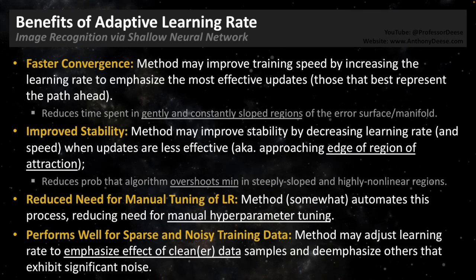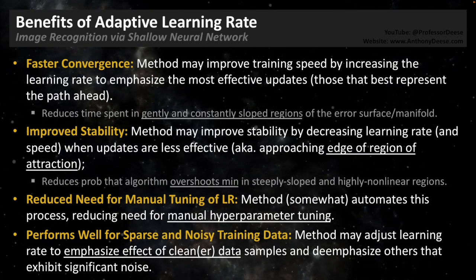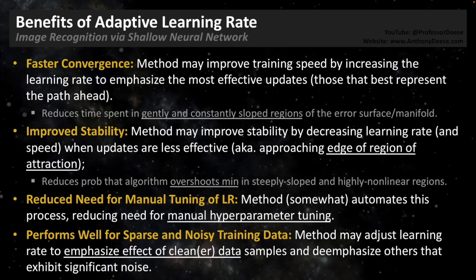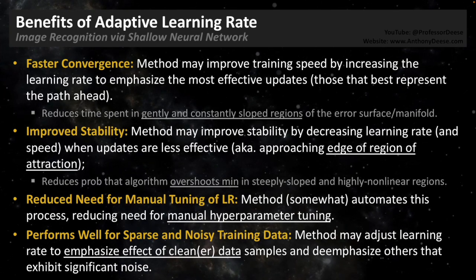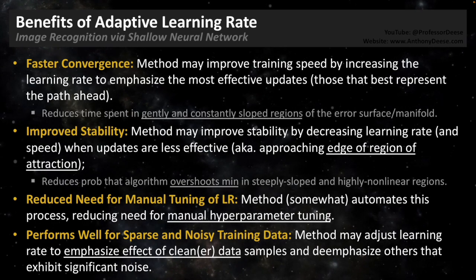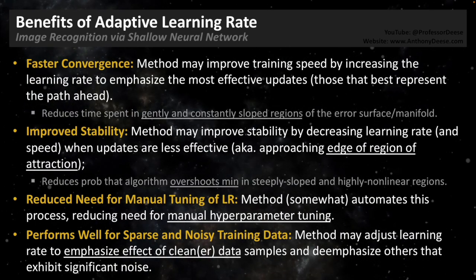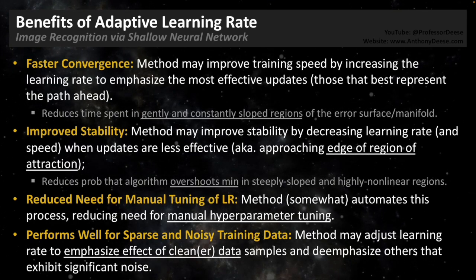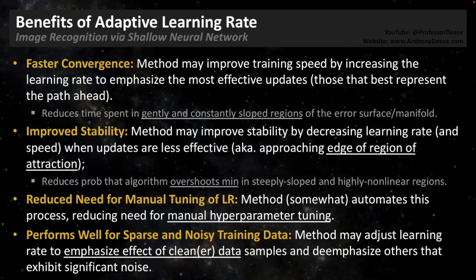Another advantage is the reduced need for manual tuning of the learning rate. The method somewhat automates this process and reduces the need for us to manually tune the hyperparameters. A fourth advantage is that the adaptive learning rate performs well for sparse and noisy training data. The method may adjust the learning rate to emphasize the effect of cleaner, more reliable data samples and de-emphasize others that exhibit more significant noise.